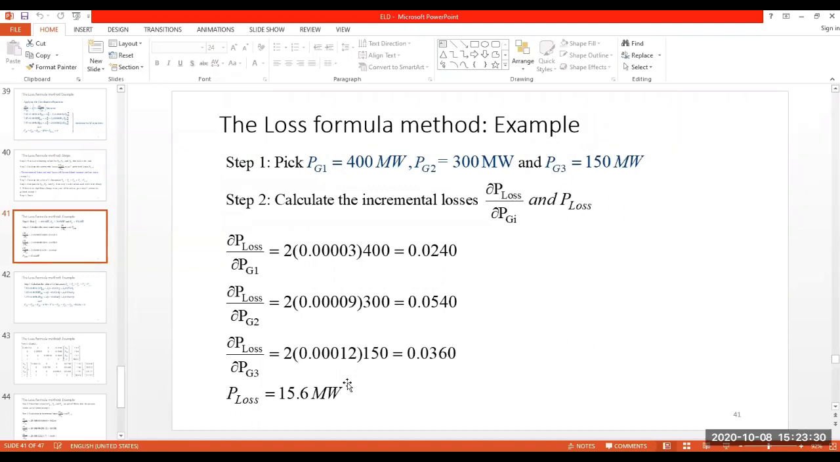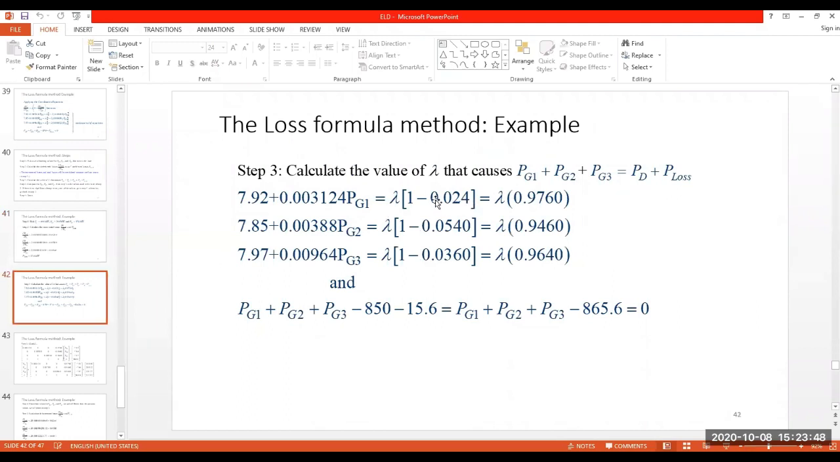What that specific step says is, until you reach the next iteration, step 2, you have to keep these values constant. You don't change them. Because you are changing the PG values, but you're not changing the P loss values until and unless you reach there.